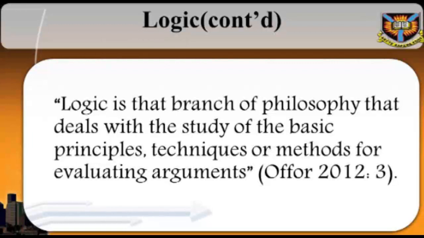Offer, 2012, page 3. This definition shows that logic as a branch of philosophy attempts mainly to distinguish between good and bad arguments. It also can be defined as the study of the methods and principles used to distinguish correct from incorrect reasoning. Copi et al., 2006, page 1. Thus, basically, logic is the study of the nature and characteristics of good reasoning and the differences between good, that is correct, and bad, incorrect, reasoning. Thomas, 1997, page 1.